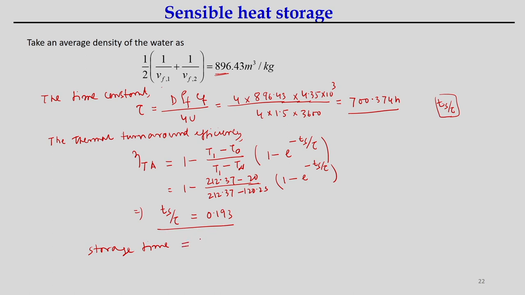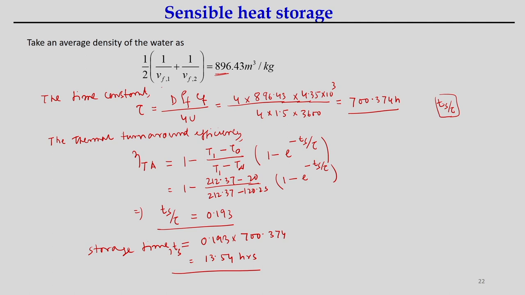Because already we know what is tau. So, this is Ts is equal to 0.193 times tau. So, it will be 0.193 into 700.374, which is equal to 13.54 hours. Okay.